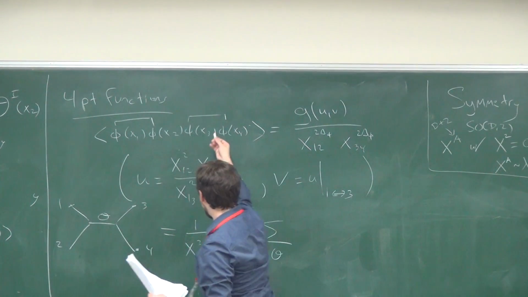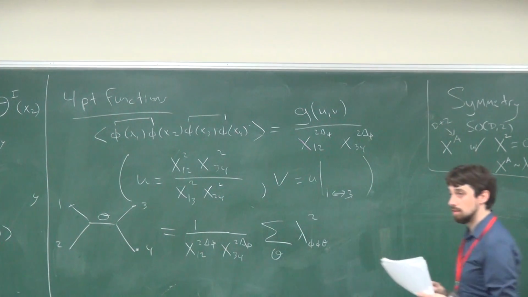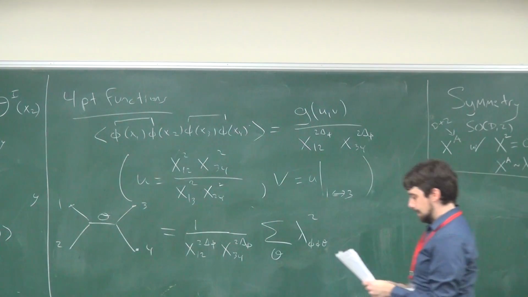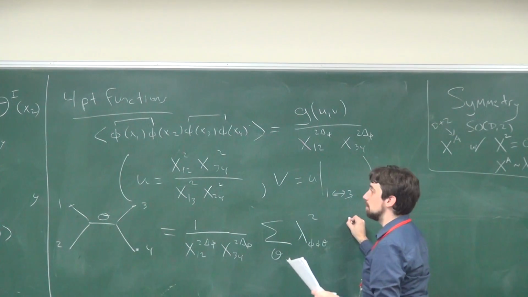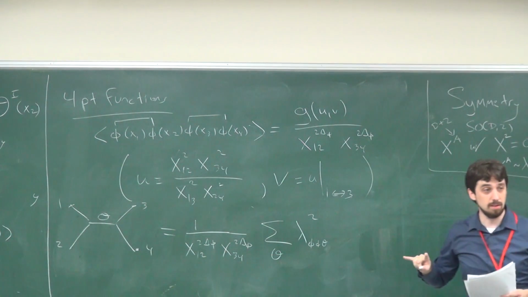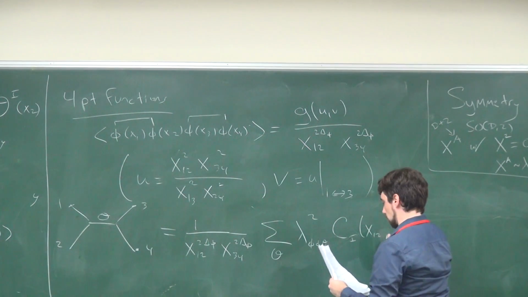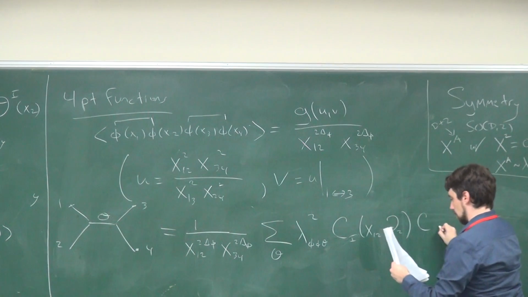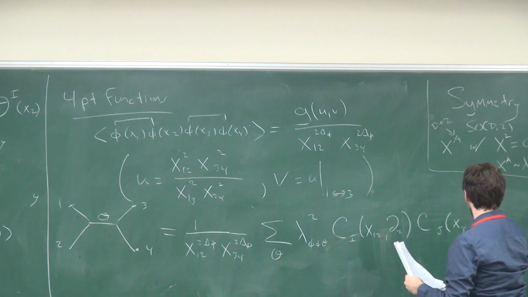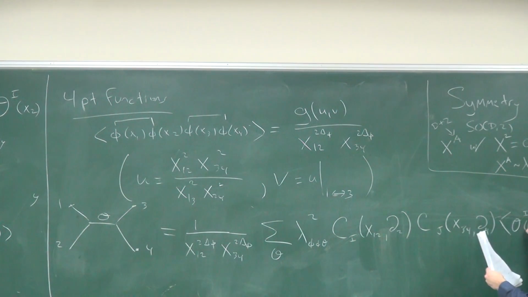And because I've used the OPE twice, I have product of 3-point functions, coefficients. And this multiplies these differential operators C acting on 2-point functions. Okay, so I get something like C_I(x_12, ∂_2) C_J(x_34, ∂_4) acting on <O_I(x_2) O_J(x_4)>.